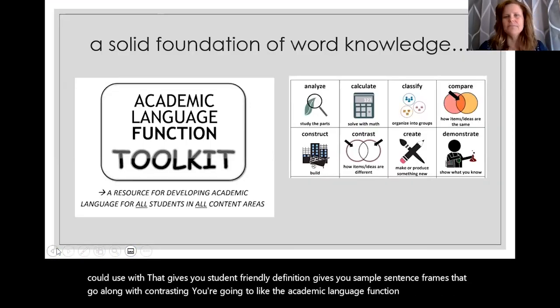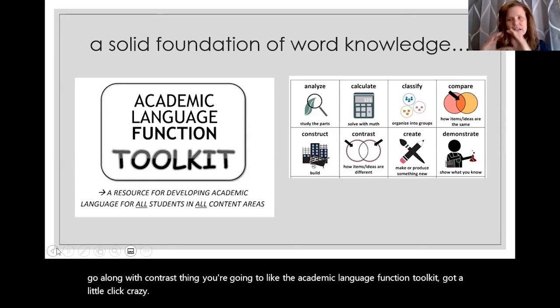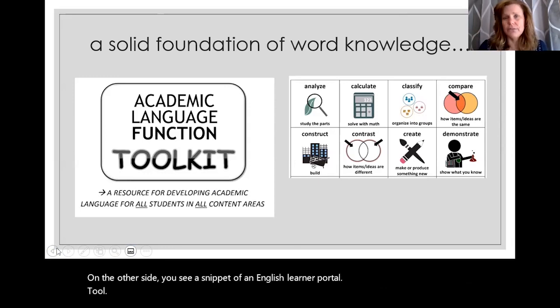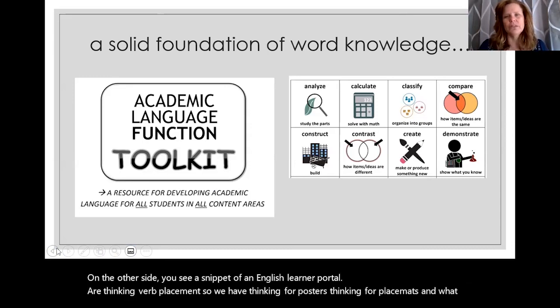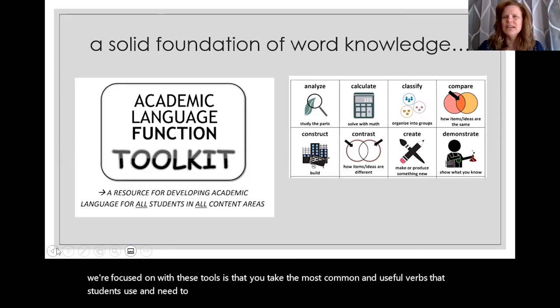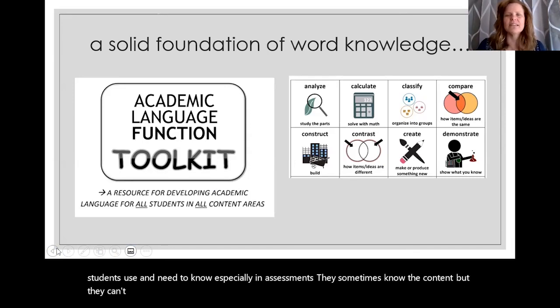On the other side, you see a snippet of an English Learner Portal tool, our thinking verb placemats. So we have thinking verb posters, thinking verb placemats. And what we're focused on with these tools is that you take the most common and useful verbs that students use and need to know, especially in assessments. They sometimes know the content, but they can't figure out what the question's asking. So a focus on these thinking verbs really helps.